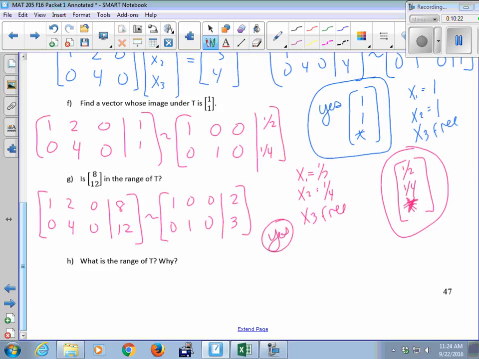What is the range of T? Okay, so we talked about the codomain because we know all the outputs live in R2. All the outputs will definitely be 2 by 1 vectors. But can you get every 2 by 1 vector as an output? Is there some way to create every 2 by 1 vector?